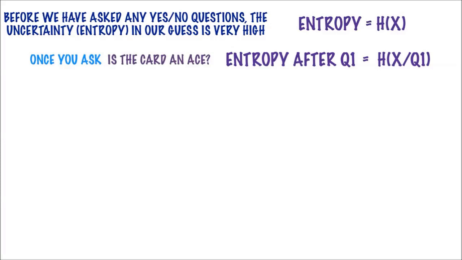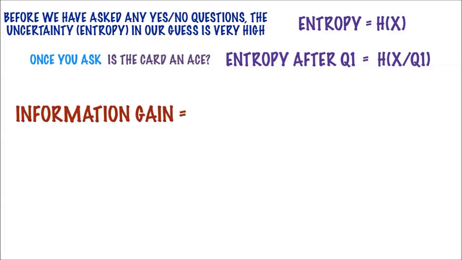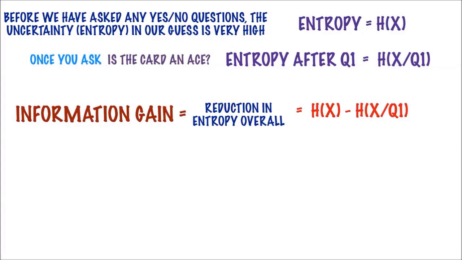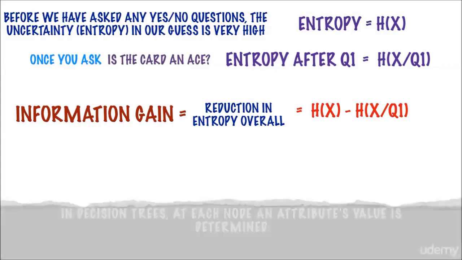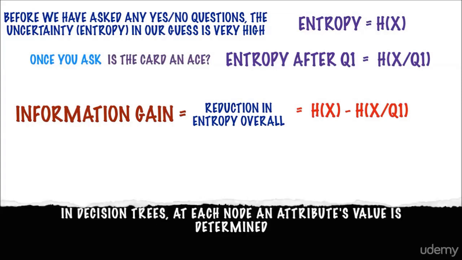And this reduction in the entropy is basically the information that you have gained. So to compute information gain, you compute the entropy before you've asked the question and the entropy after you ask the question and take the difference. Let's relate it back to decision trees. In decision trees, at each node, you look at the value of an attribute. So you're asking a question, what is the value of a particular attribute? And the answer would be the value of that attribute.